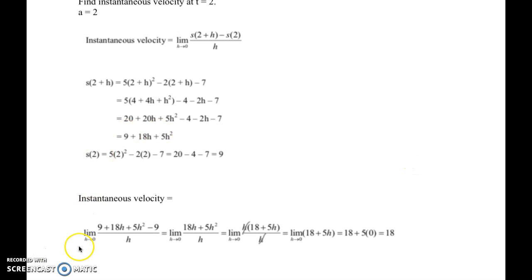And so we're going to take the limit of our f of A plus h value minus our f of A, which was 9, divided by h. And again, we factor out that h, cancel it out, and we're taking the limit as h approaches 0 of 18 plus 5h. Now remember, our h is going to 0, so we're going to have 5 times 0, which is just going to leave us our instantaneous velocity of 18.